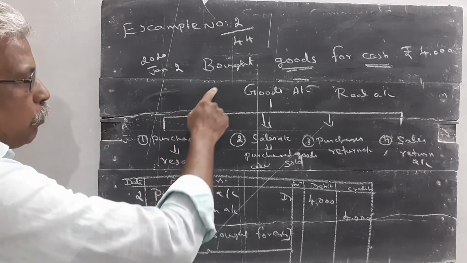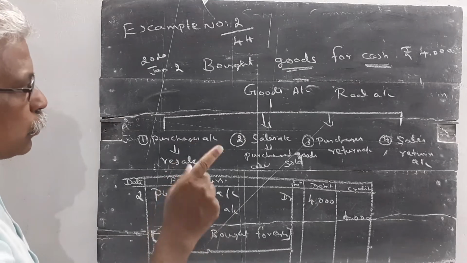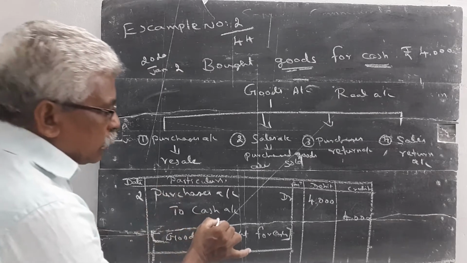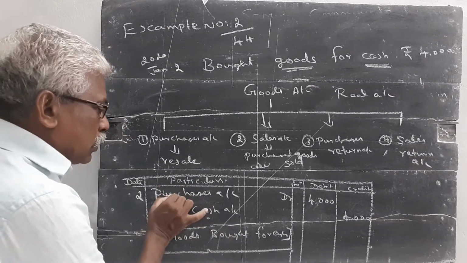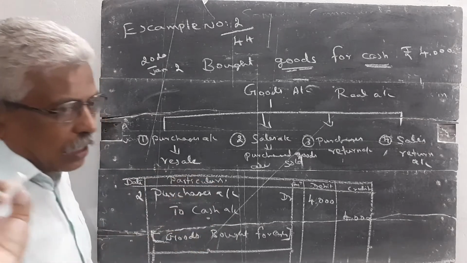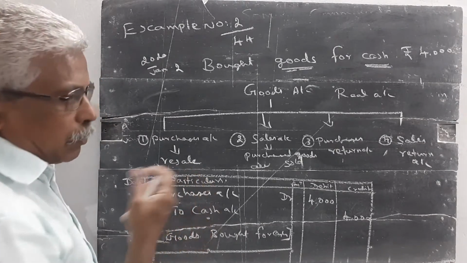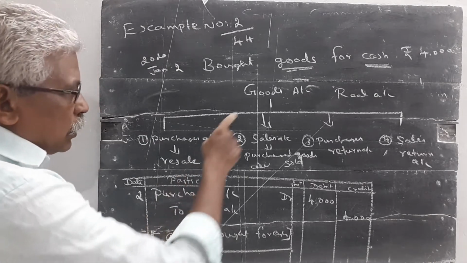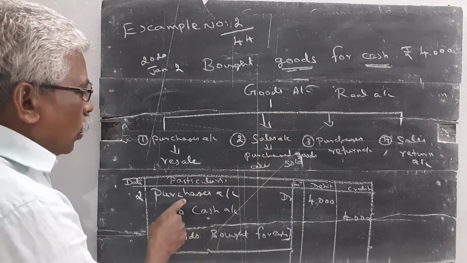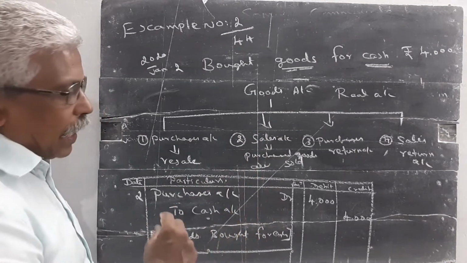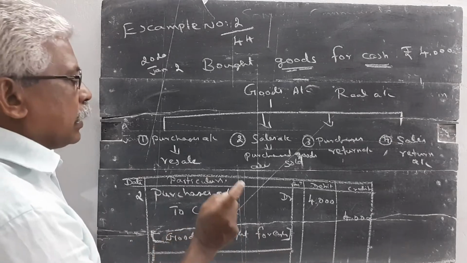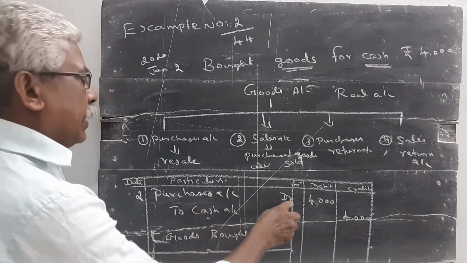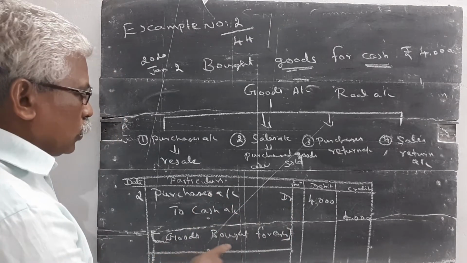Okay, then bought goods for cash. Bought goods for cash consists of two accounts. Number one, purchases account, and number two, cash account, not a goods account. Both are real accounts. Debit what comes in, credit what goes out. When we purchase goods, goods comes in, debit what comes in. So purchases account is debited. Cash goes out, so cash account is credited. So the journal entry is purchases account, not purchase account, purchases account, debtor to cash account. Narration, bought goods for cash.